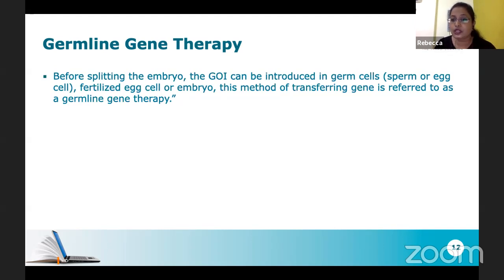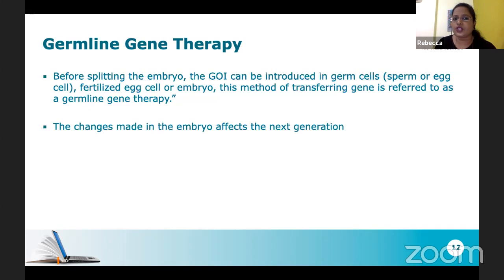But the point is, it gets to the next generation. So if there is a problem in choosing the vector, or inserting the transgene into the vector, and then inserting the vector into the target, if there is a flaw, this flaw will be replicated in the next generation. That is why scientists are not very confident about conducting germline gene therapy. The changes made in the embryo affect the next generation.